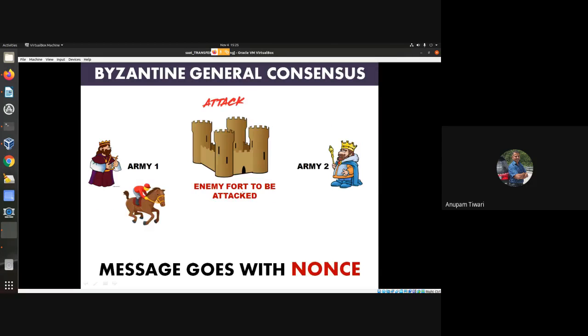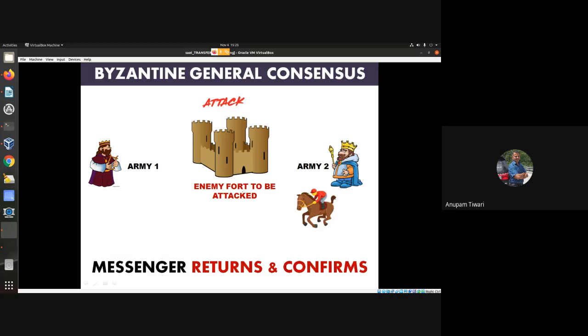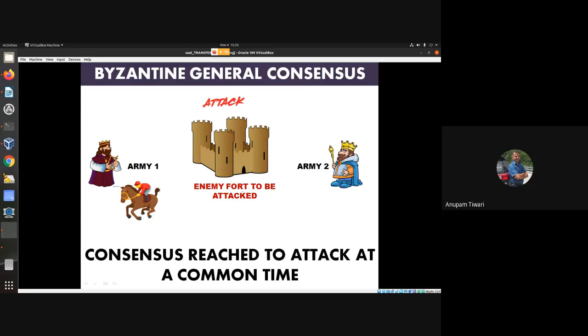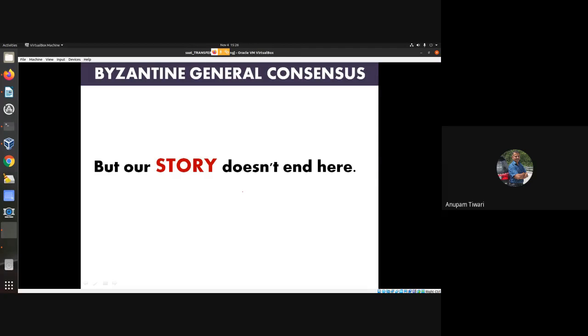So we move ahead. The messenger goes again, and he comes back again. Now here, even if the enemy fort plans to change the message, he will have to come up with a nonce. In case he says attack Tuesday, he will have to apply himself to the computational part and find out what nonce it will take to make a hash out of attack Tuesday which is prefixed by 7 zeros. He will not be able to reach that, and the communication is secured between Army 1 and Army 2.